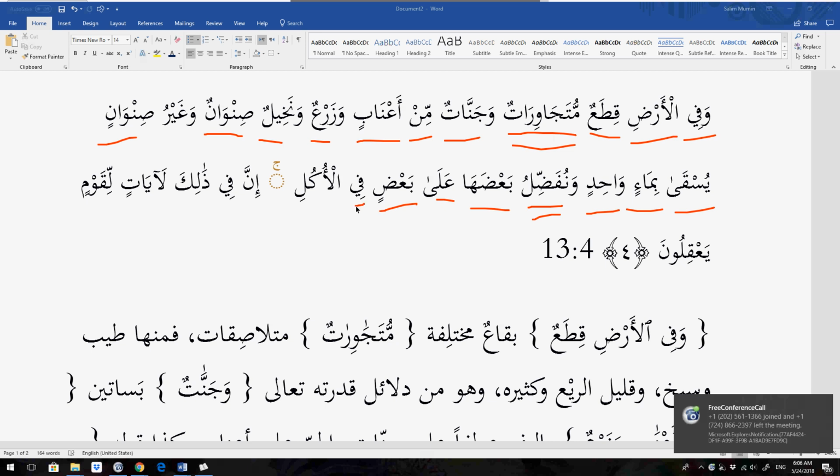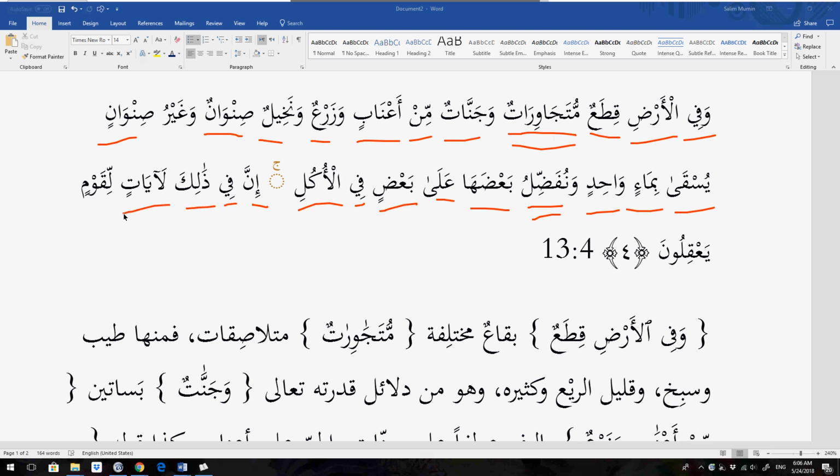And what has been mentioned, fi al-ukali, in the eating, in the food. Inna fi dhalika la ayatin liqawmin ya'qilun. Surely in that are signs for a people, ya'qilun, who use their intelligence.